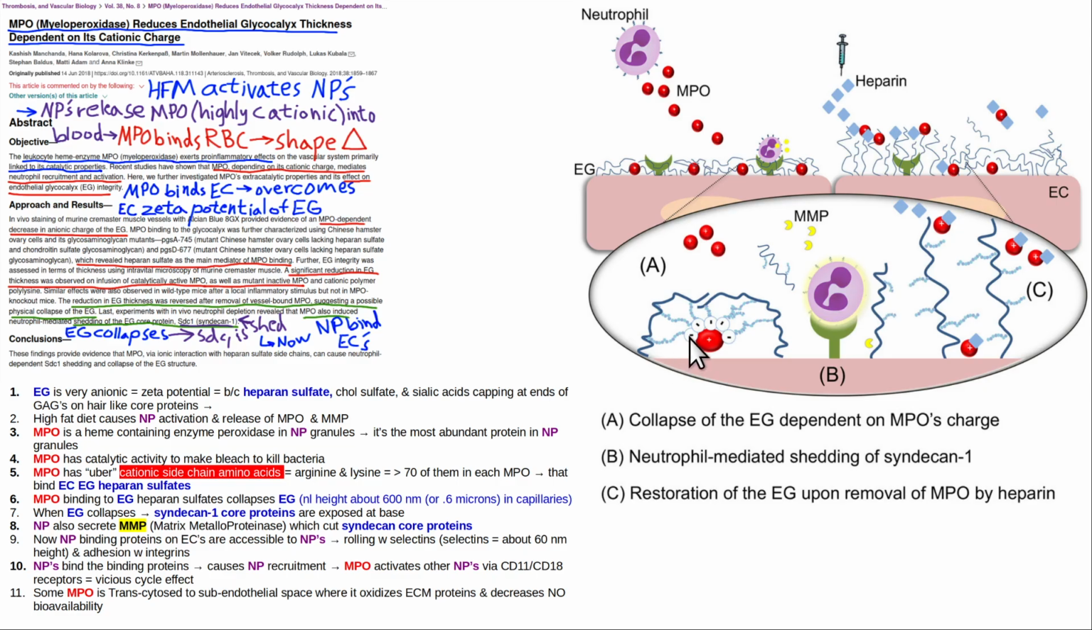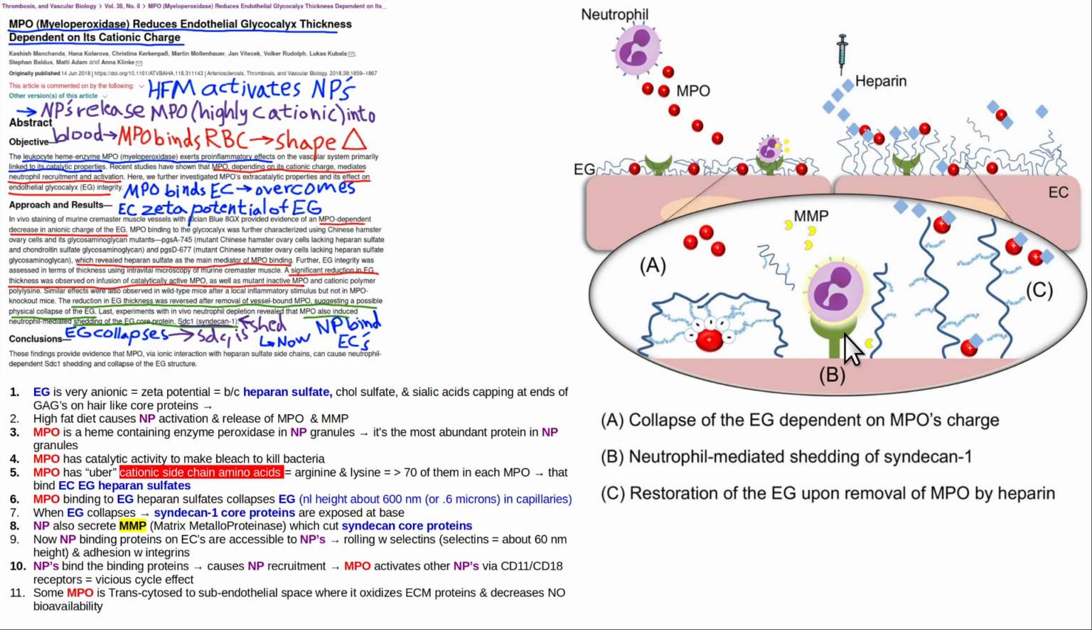So you have to collapse the core proteins down in order to expose these binding proteins so the neutrophils can bind to the endothelium. Not only does the neutrophil release MPO, myeloperoxidase, it also releases these little yellow things that look like Pac-Man, and that stands for MMP, which means matrix metalloproteinase. Once these matrix metalloproteinases get down to the base of the syndecan core protein, they will cut and chop them, and then they're shed off and go flowing away in the blood. The relevance is that it causes even more exposure of these binding proteins.